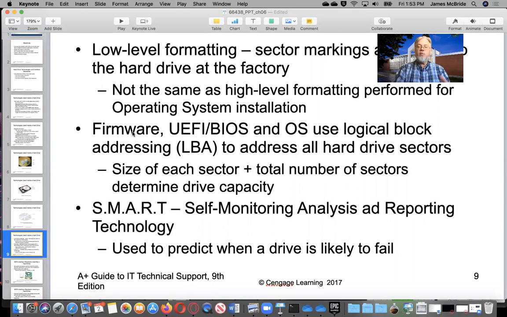Then, of course, you got the firmware of the hard drive. You got the UEFI BIOS, which recognizes and talks to the firmware and says, okay, I see you as a storage device. And then, of course, the OS that recognizes what's happening between these two. And then there's a logical block addressing, an LBA, to address hard drive sectors.